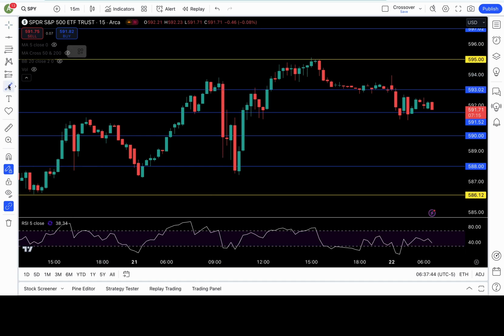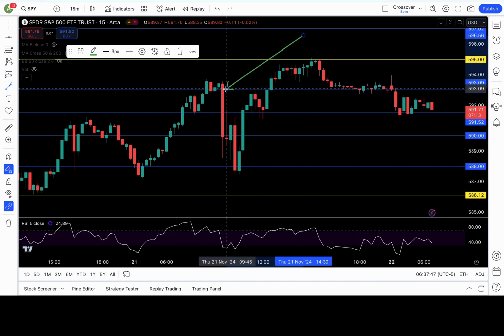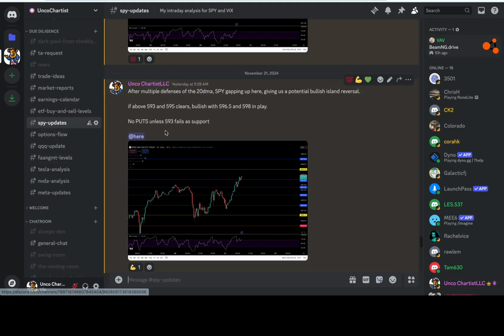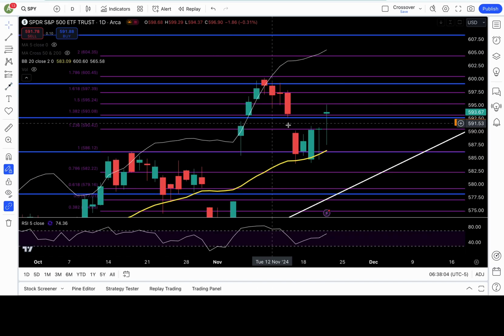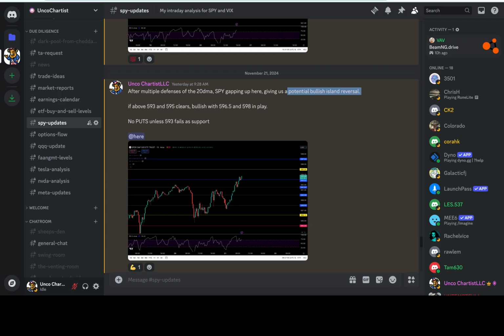When I get a breakdown of a support, like that right there or that right there, I like to look to short. I wrote the plan in my Discord. I wrote, after multiple defenses of the 20 DMA, SPY gapping up here, giving us a potential bullish island reversal. We look at the daily chart, we had that gap up yesterday. SPY opened around 593.4. It started with a gap up looking like, is this going to be a bullish island reversal? Obviously, in hindsight, we can see that it was no. But I did raise the question.